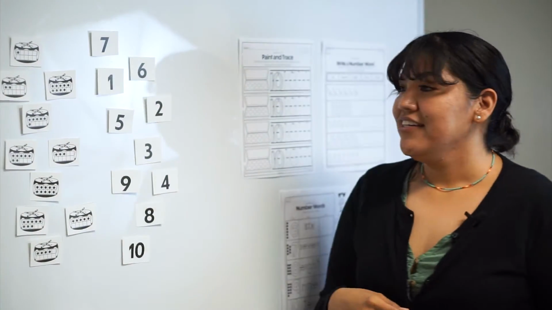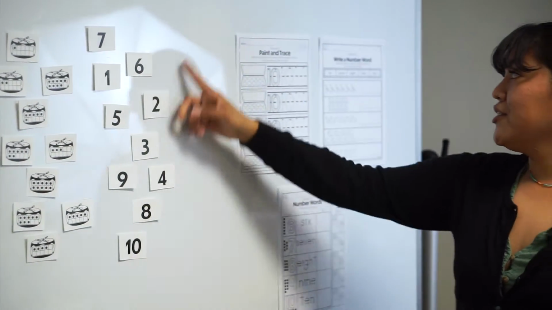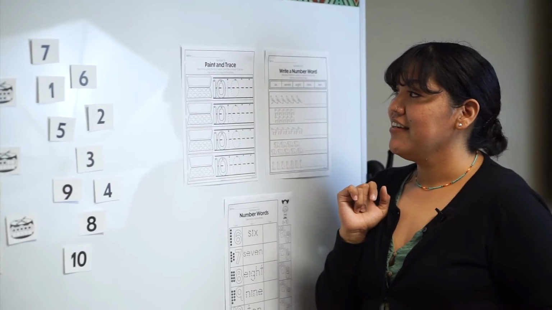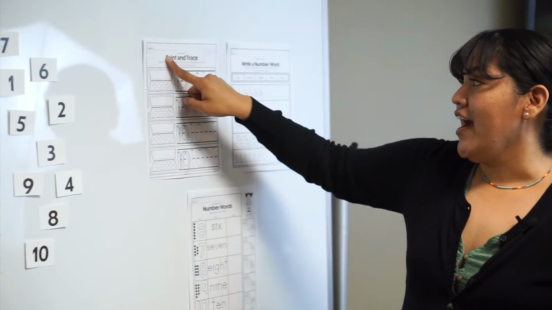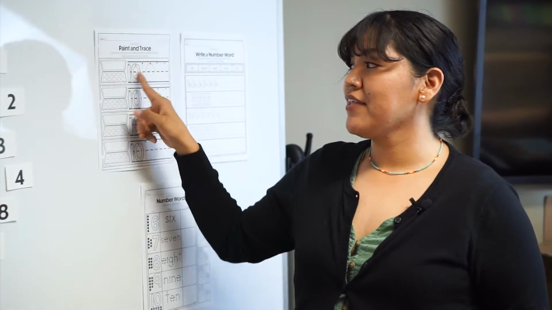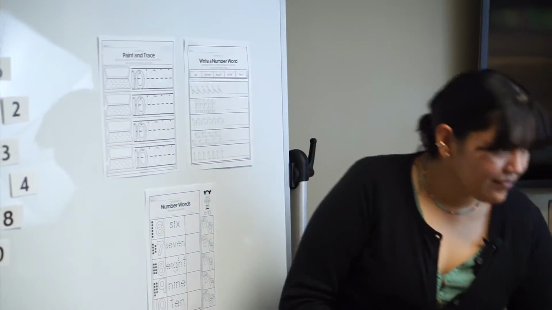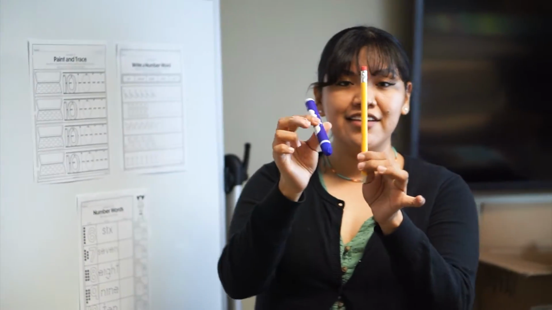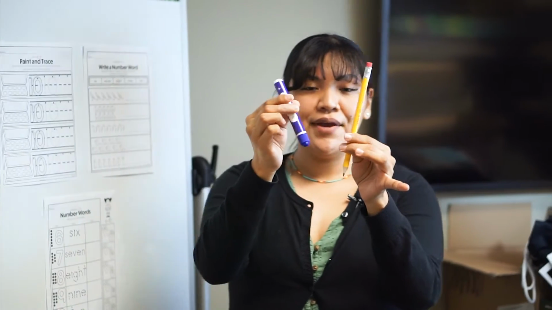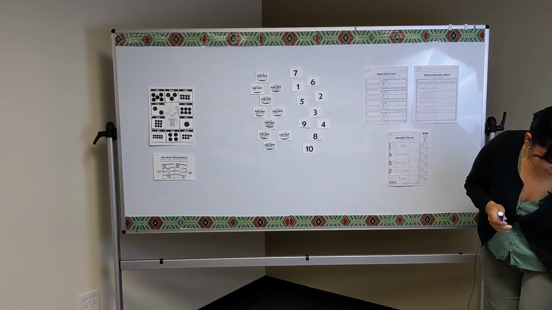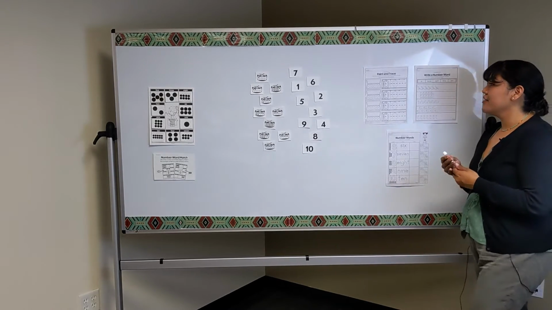All right, so let's go to our worksheets. Okay, so we're gonna have paint and trace. So everyone get paint and trace right in front of you. And then in your pencil box, I want you to take out your dot marker and your pencil. All right, so have this right by you with your paint and trace worksheet. All right, Miss Olivia will wait for you to get those out.